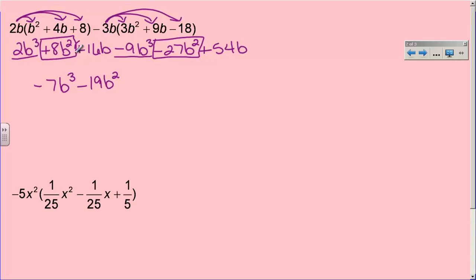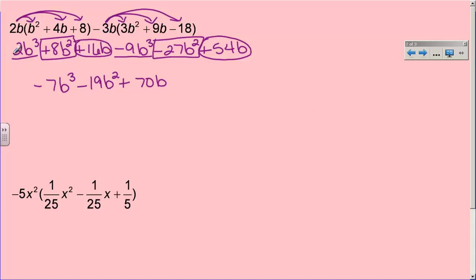And then you have these left. You have 16b plus 54b, so it's going to be a plus 70b. And so that's what that one ends up being when you have to simplify.